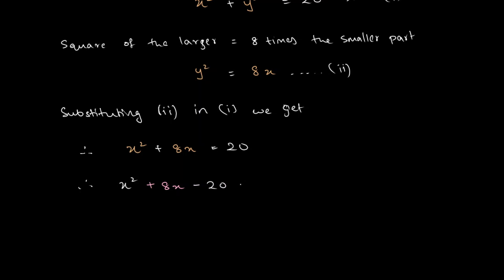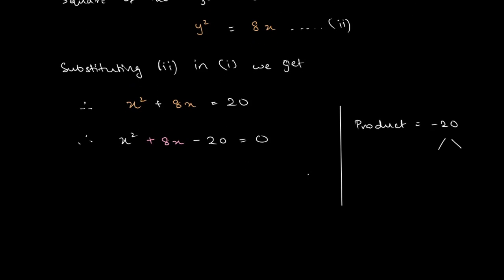Right to the left, sorry, minus 20 is equal to 0. So we have our quadratic equation in the standard form, which we will solve by splitting the middle term. So the product required here will be 1 into minus 20, which is minus 20. We want to find two numbers which when multiplied give you minus 20, and their sum should be equal to plus 8, the middle term, right?